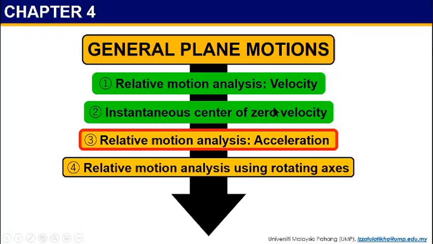To continue my lesson for chapter 3, this video will explain relative motion analysis of acceleration. So, how to obtain the relative acceleration equation? Actually, the relative acceleration equation can be obtained by using, number 1, the relative velocity equation. I will explain to you how to obtain the relative acceleration equation using the relative velocity equation in the next slide.